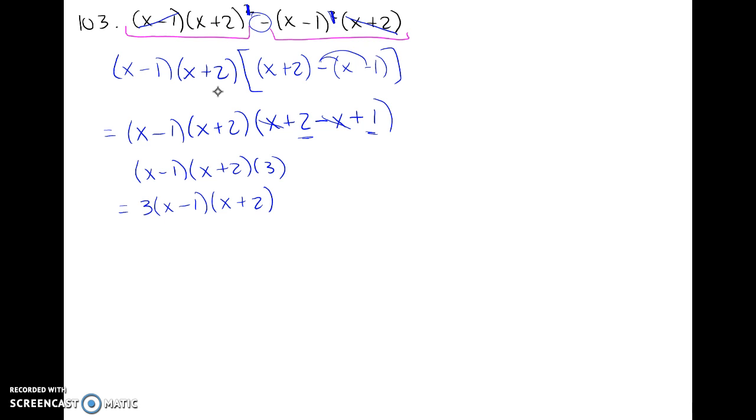And remember that multiplying is commutative, so it doesn't matter where. You can put it in the very middle of those two terms if you want. It doesn't matter where you have the terms or what order they're in, as long as they're all there. So that's the factored form of number 103.